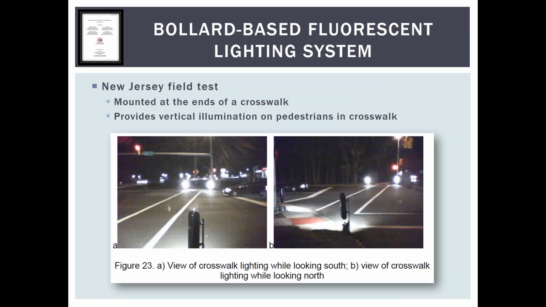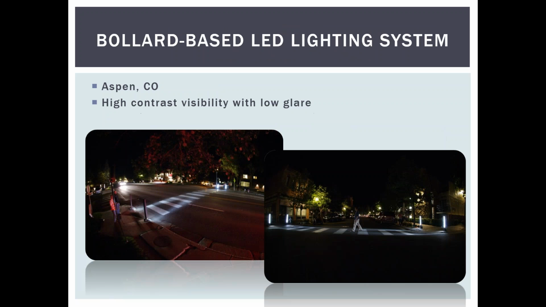Bollard-based fluorescent lighting systems mounted at the ends of the crosswalk, as shown in this diagram, to provide vertical illumination of the pedestrians in the crosswalk, could be a feasible approach, with reduced cost, to improving pedestrian visibility at the crosswalks and making the pedestrians more visible to drivers.